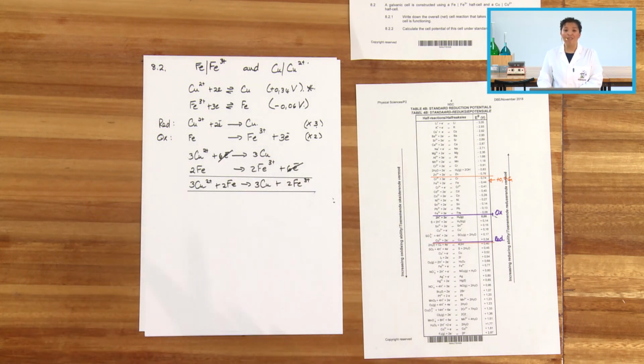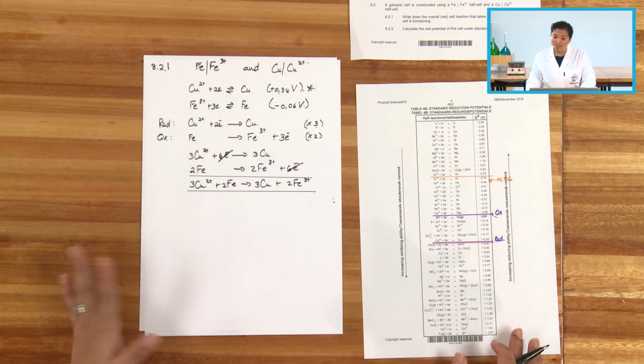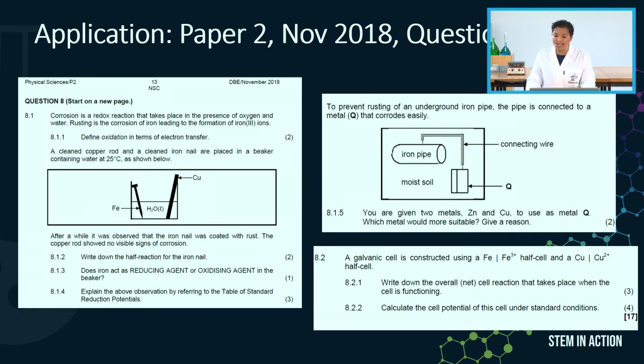So that's very, very simple. It's question 8.2.1, and it says, write down the overall or the net cell reaction that takes place when the cell is functioning. And there we have it right there.